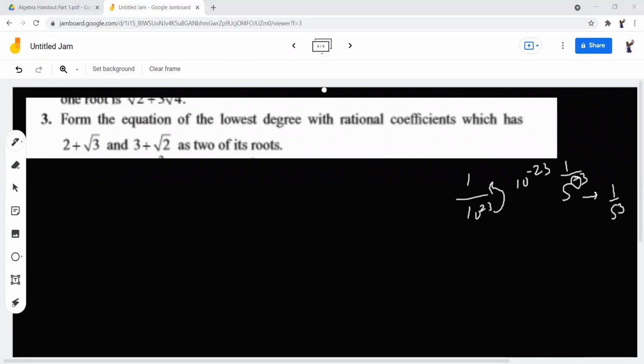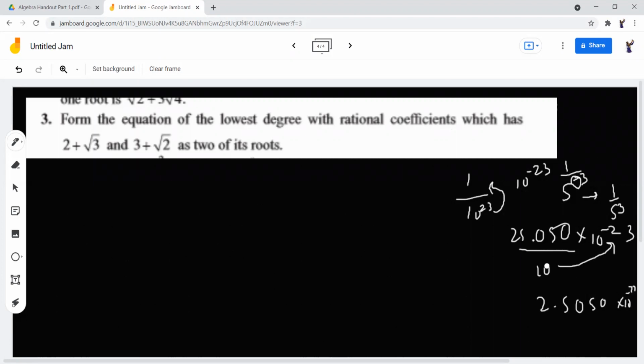Here the answer is 2.050 into 10 power minus 22. You got 25.050 into 10 power minus 23. So I'm dividing by 10 here and keeping it in 10 power minus 23. So it will become 2.5050 into 10 power minus 22.